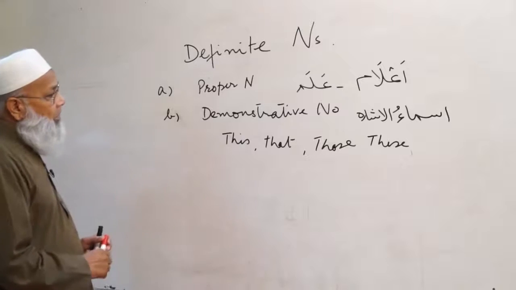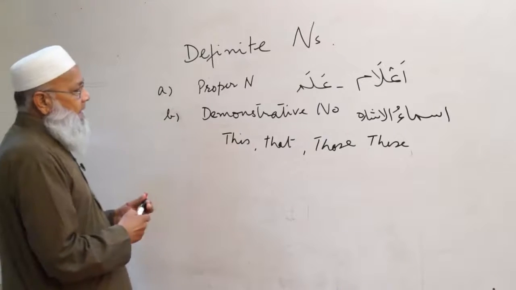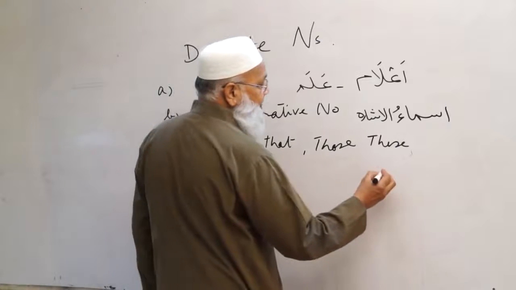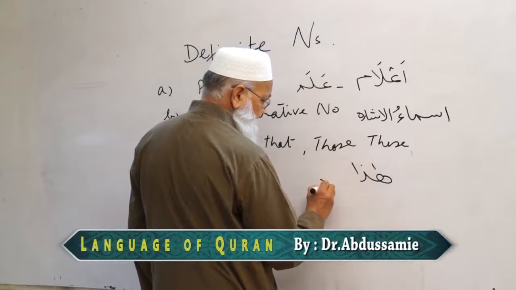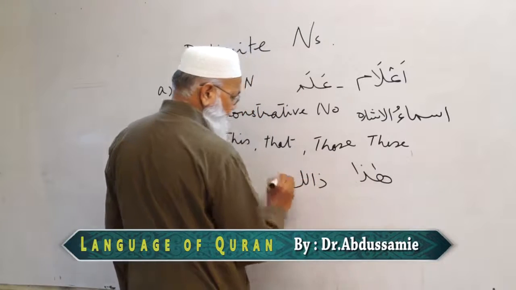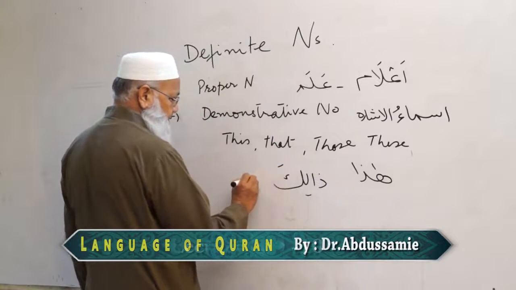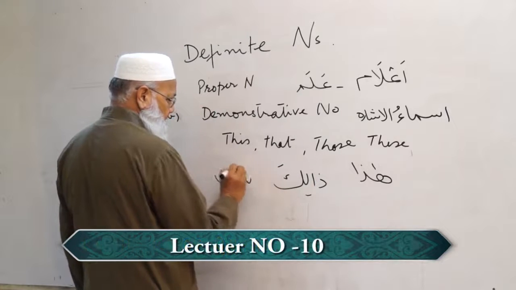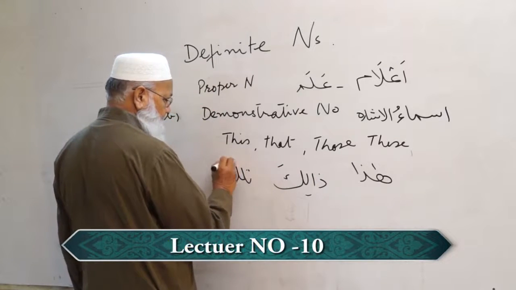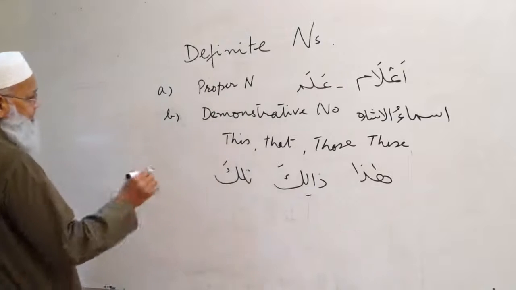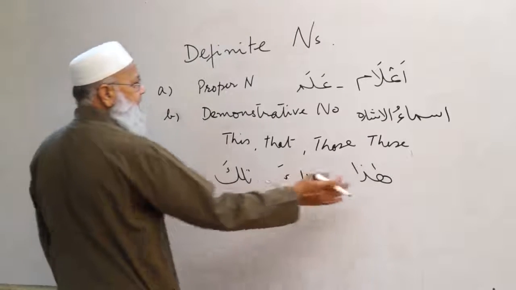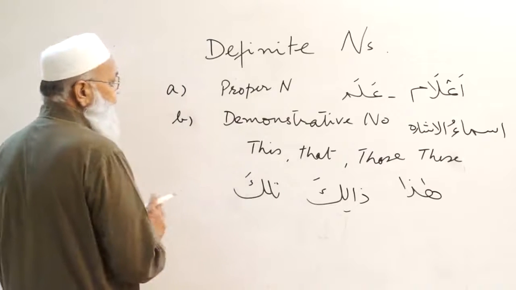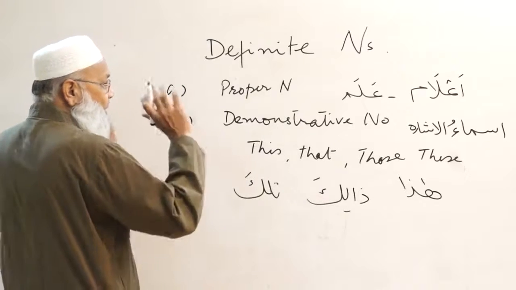So the Arabic parallels are, we can have a few examples. Hada, Dalika, Tilka, but we will have a separate chapter of demonstrative nouns. These are just the examples, but at this stage we have to make our concepts clear.